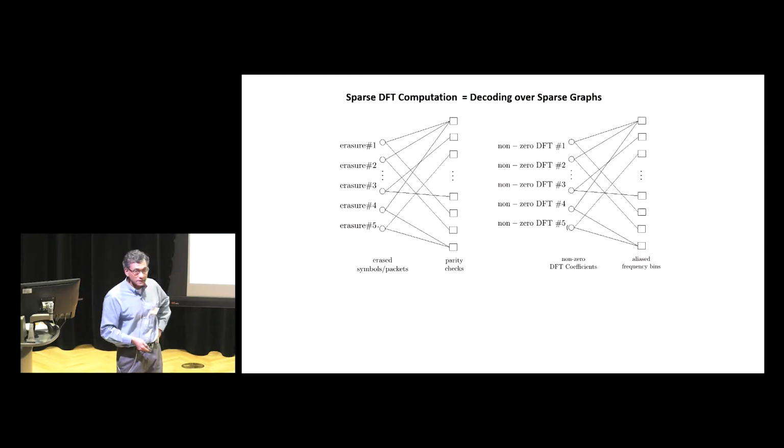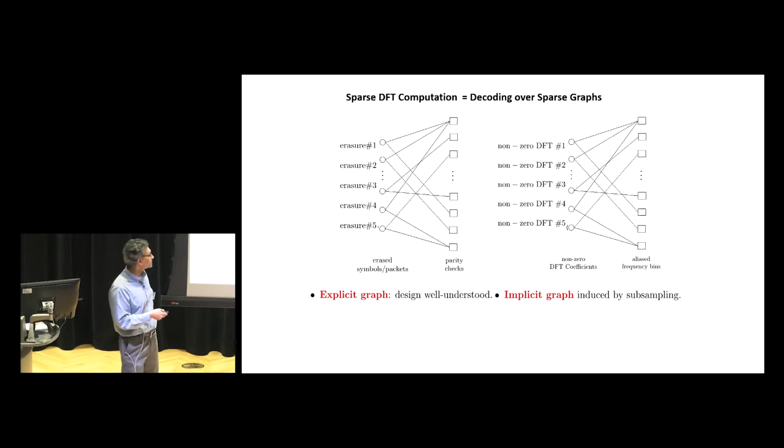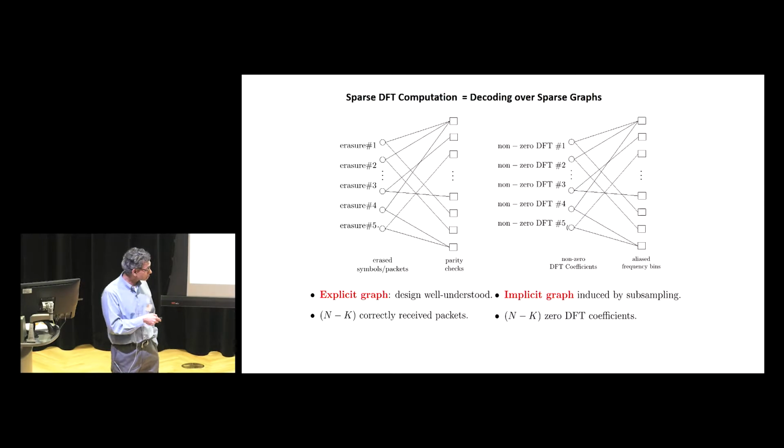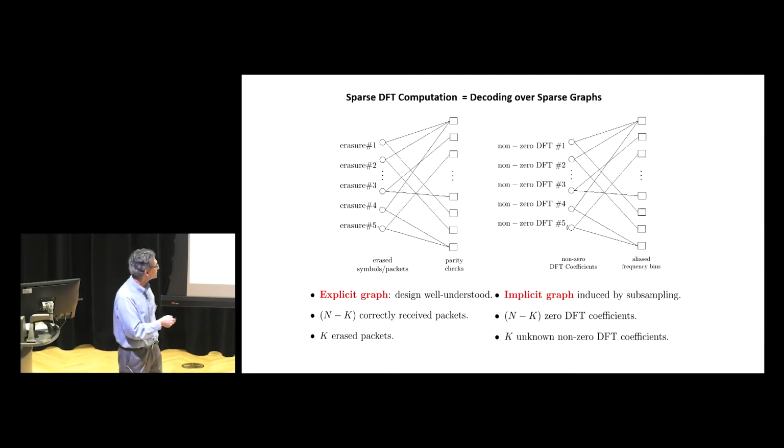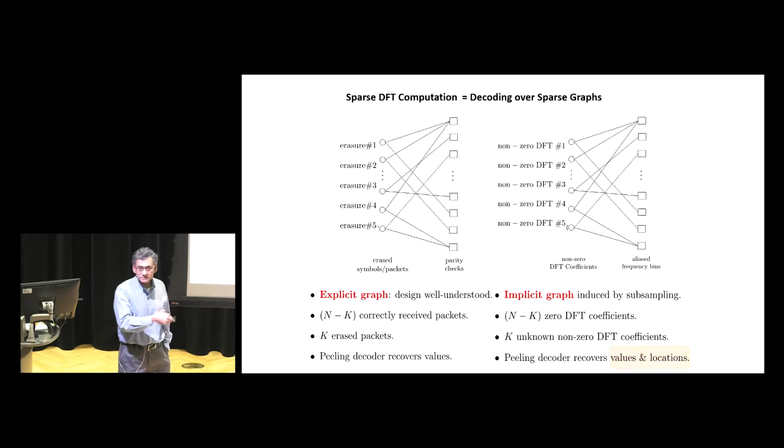Well, this is very similar to erasure channels, where you have erased symbols or packets on the left and parity checks on the right. So that's the analogy. But there are some differences. For one thing, in the erasure case, your design is well understood because you make the design. Whereas on the right-hand side, the graph is implicit because it's induced by sampling, or subsampling. We know that you have n minus k correctly received packets on the left, and you have n minus k zero coefficients on the right. And you have k erased packets. There are k unknown coefficients. Your peeling decoder recovers the values from coding theory, and the peeling decoder here will recover values and locations, but it comes at a cost because you need to pay the cost of the extra measurement.